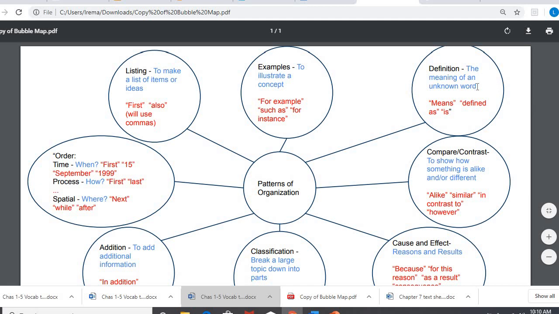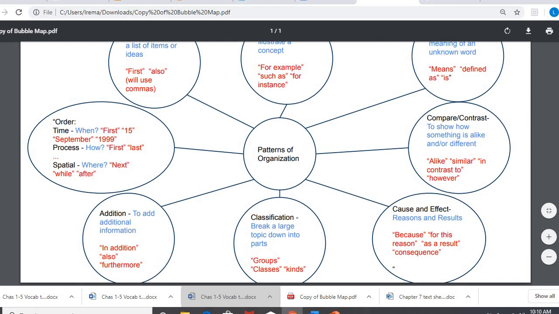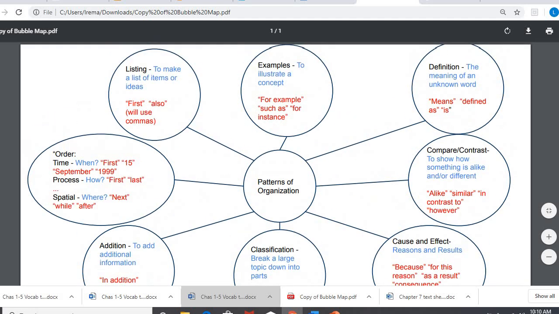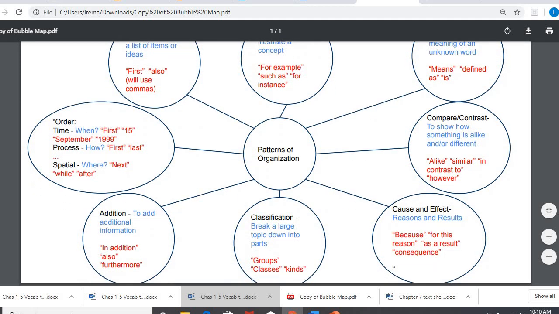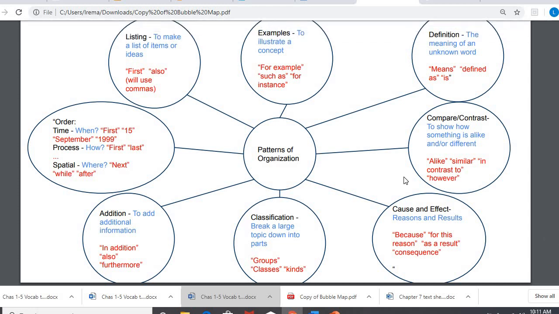In blue is how I would define the structure. Examples are illustrating the concept. Cause and effect are the reasons and results. So those are what the definition is. And then in red are examples of those signal words that can let you know that an author is using a particular structure. And I'll upload this into Blackboard as well, if it's helpful.